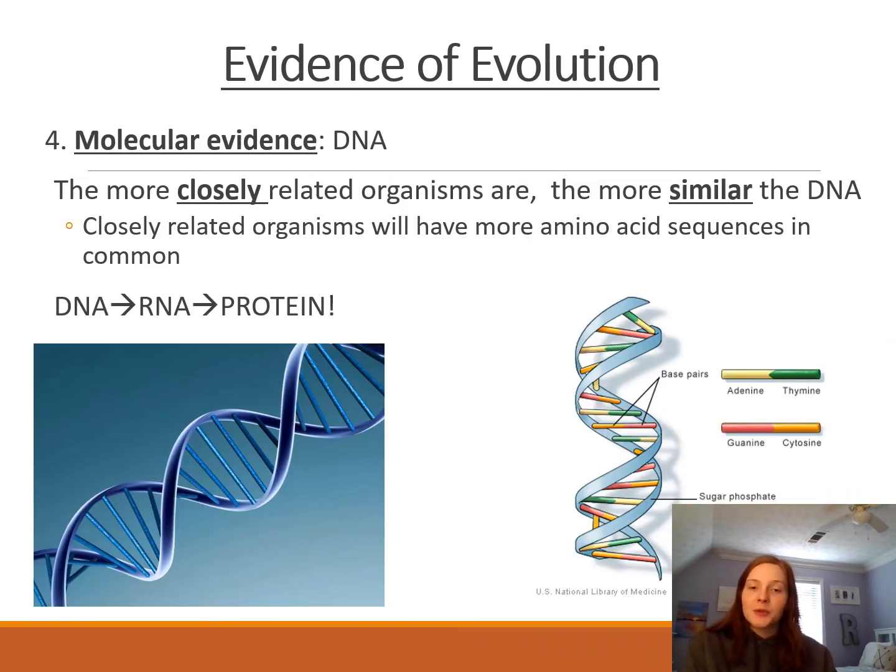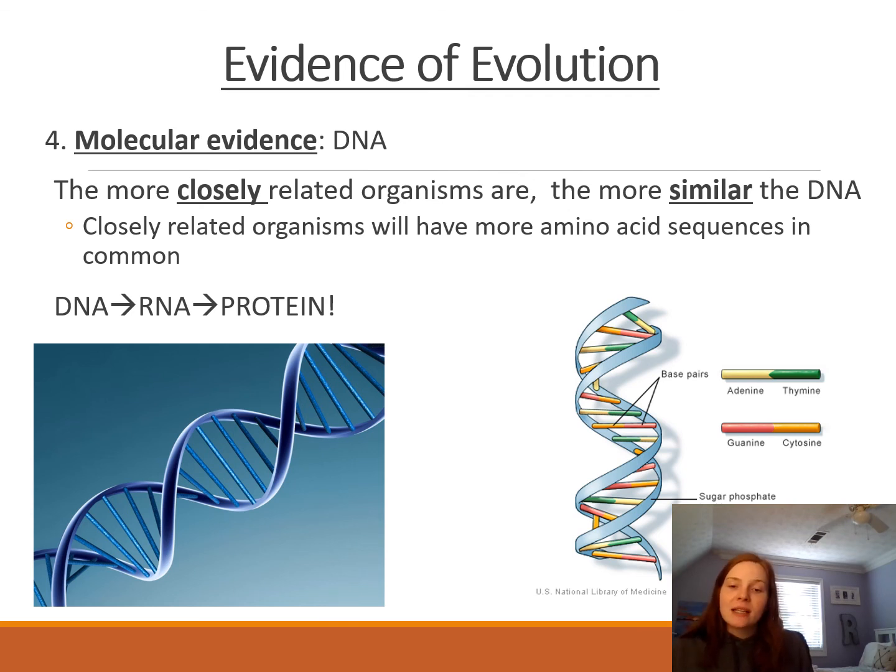And then lastly, the last source of evidence, and in my opinion, the most important, and usually in science's opinion, the most important, is molecular evidence, aka DNA. So the more closely related organisms are, the more similar their DNA is. And you know this. You know that you have half the DNA from your mom, half the DNA from your dad. So if I were to do a test, you would have the most similarity of your DNA probably to your parents or your siblings. If you have an identical twin, obviously you're going to have the same DNA. So the more closely related organisms are, the more similar the DNA is.